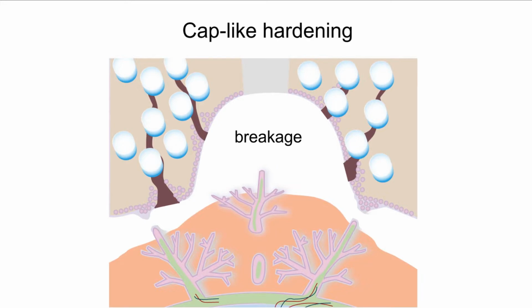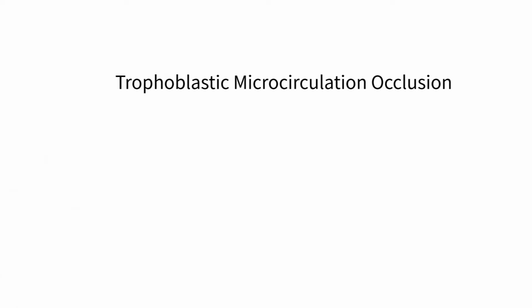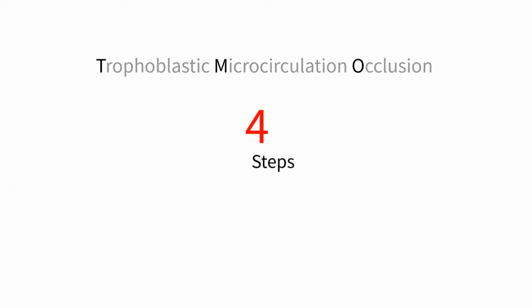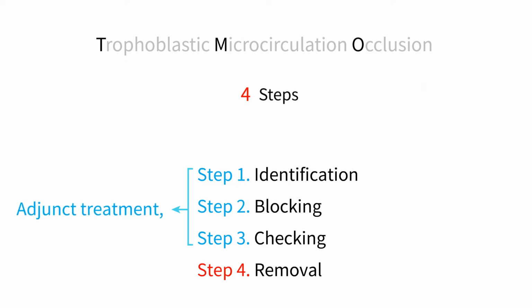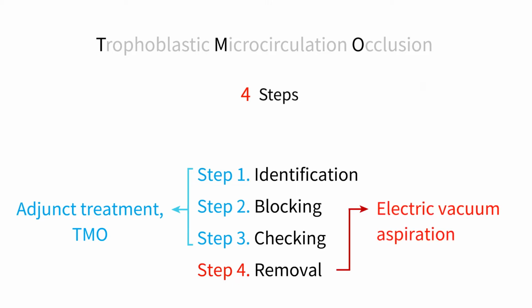cesarean scar pregnancy patients. Trophoblastic microcirculation occlusion treatment consists of 4 steps: identification, blocking, checking, and removal. The first 3 steps are carried out as key aspects of the adjunct treatment, trophoblastic microcirculation occlusion. The last step involves electric vacuum aspiration.